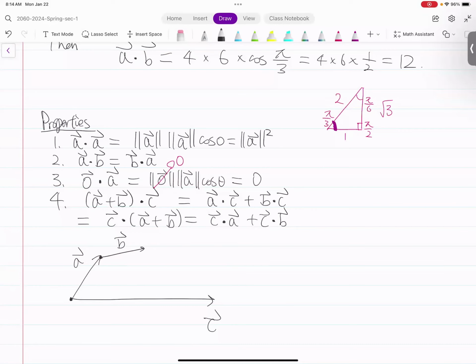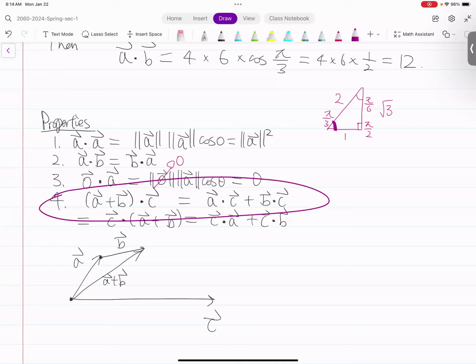So what do we know? We know, okay, A plus B is gonna be the third edge of this triangle, right? So this is A plus B. Right, so now let's just concentrate on the first equality here. So basically we're just saying, okay, the sum dotted with C is gonna be the individual vectors dotted with C and add up, right? So now (A plus B) dot C is gonna be what?